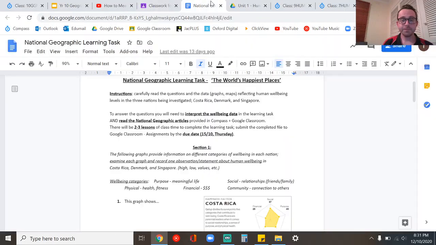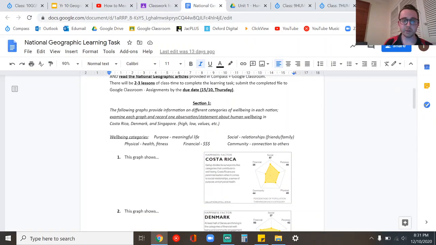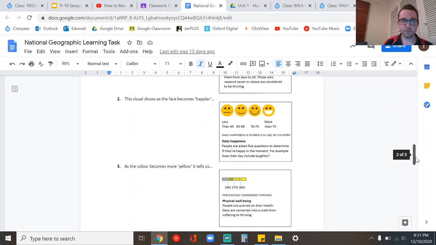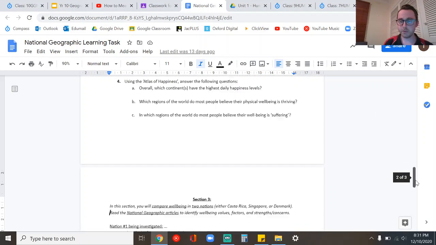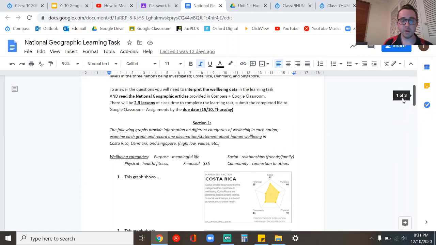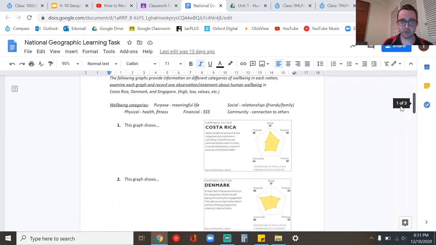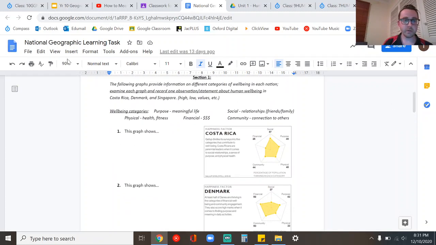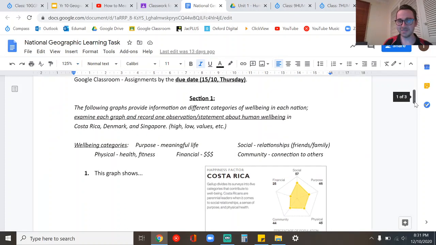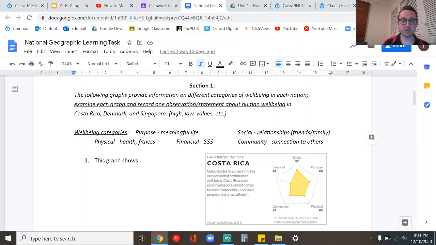So, as you can see, we've broken it up into 3 sections. So section 1, section 2, and section 3. This is where you compare those 2 nations. So I'll walk through these questions quickly, because I'm mindful that I don't want to spend the whole double period explaining the instructions to you. I'd like you to use the double period to actually complete the task. But I'll try and give you some assistance on what these questions are asking for.